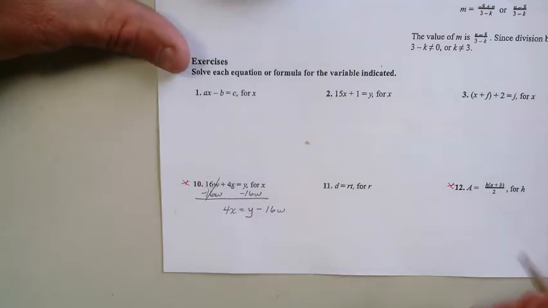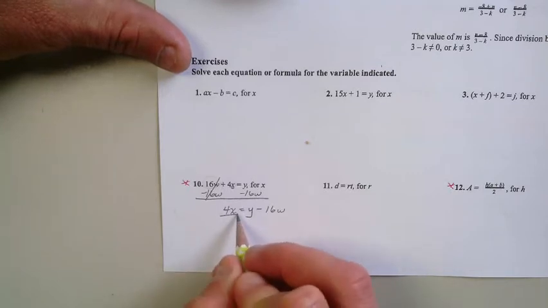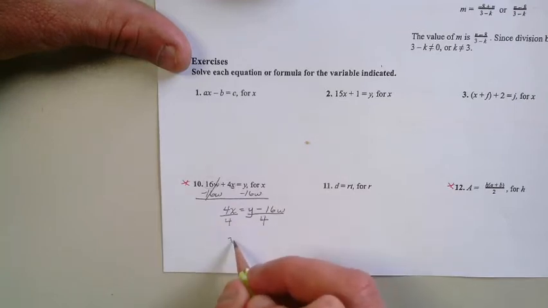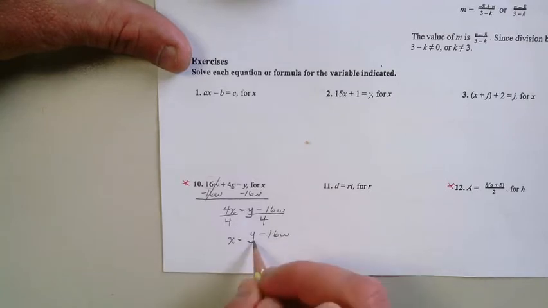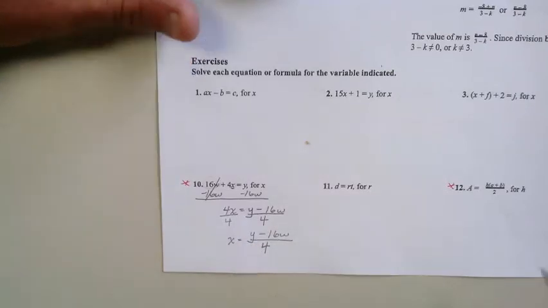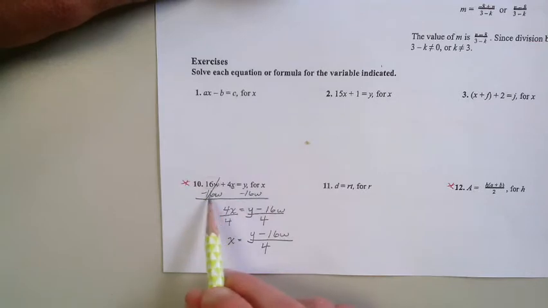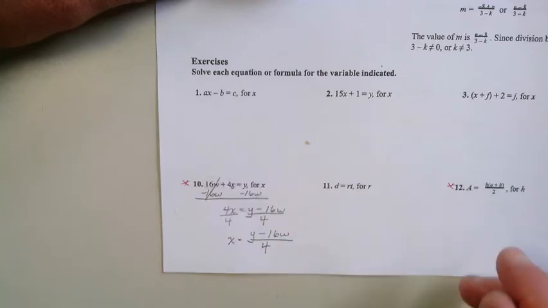Okay? Now from there, how do you get x by itself? Well, this is 4 times x. How do we undo multiplication? We divide. And so this right here is going to be our answer, y minus 16w divided by 4. Okay? So again, it's a little bit different because you got multiple variables, but the concepts don't change. We're going to subtract 16w from both sides. We're going to keep it separate because they're not like terms. And then we're going to divide through by 4.